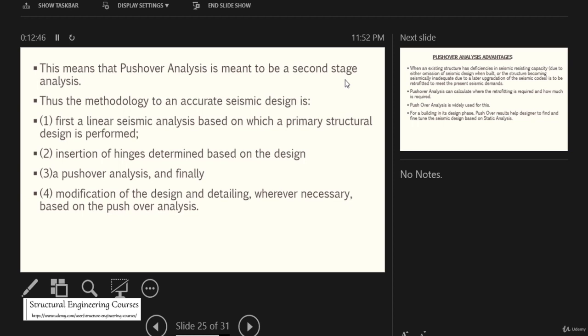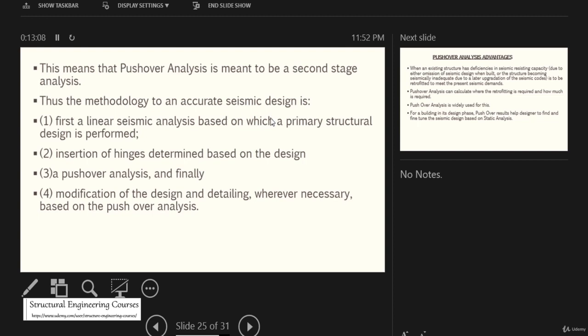That is, in the first stage you do the basic analysis and design as per your earthquake design standards, and then after that you again put the reinforcement in the software and check what exactly is the performance of the structure, that is whether the hinges formed are in the IO range, that is immediate occupancy range, the LS range, that is life safety range, or the CP range, that is collapse prevention range.